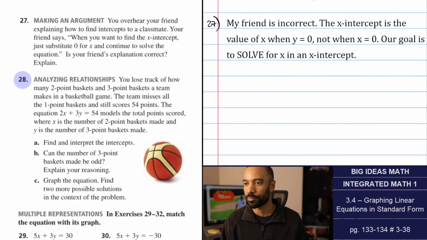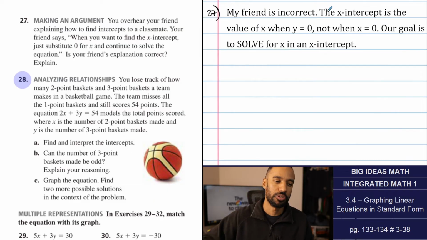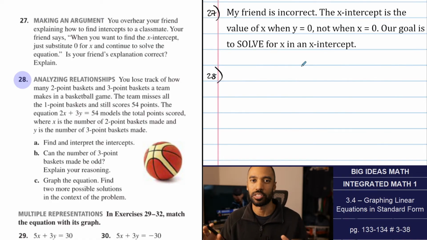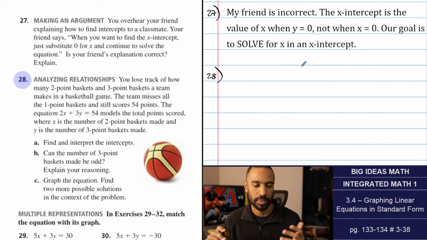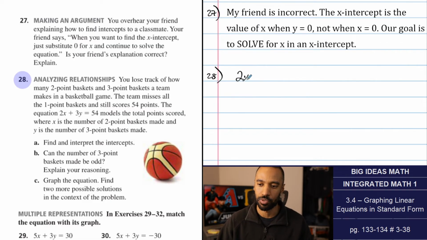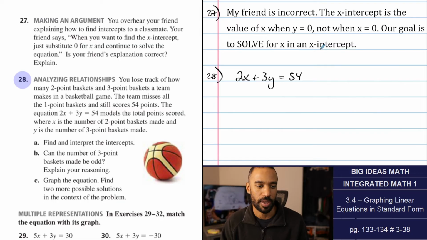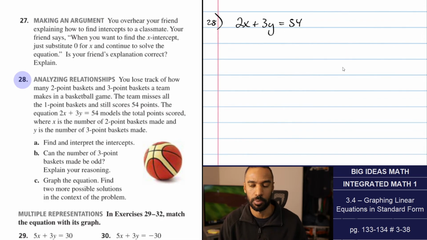Number 28, analyzing relationships. You lose track of how many 2-point baskets and 3-point baskets a team makes in a basketball game. The team misses all the 1-point baskets, like free throws, and still scores 54 points. They're doing that so they can keep this at a 2-variable case, right? They have to do that. Still scores 54 points. The equation 2x plus 3y equals 54 models the total points scored where x is the number of 2-point baskets made and y is the number of 3-point baskets made. It says find and interpret the intercepts. They didn't say graph. They said find and interpret the intercepts.